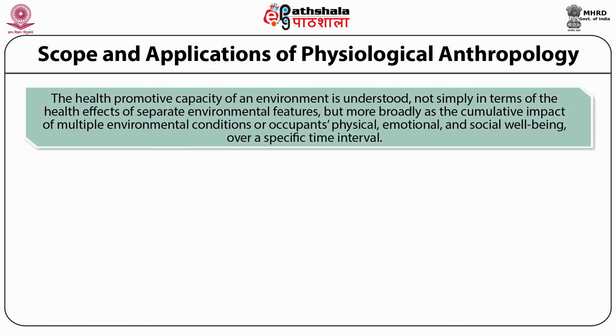The health promotive capacity of an environment is understood not simply in terms of the health effect of separate environmental features like air quality, seismic safety, or social climate, but more broadly as the cumulative impact of multiple environmental conditions on occupants' physical, emotional, and social well-being over a specific time interval.